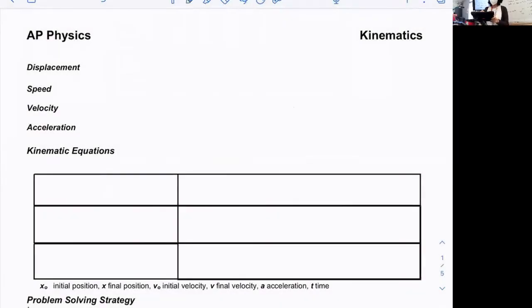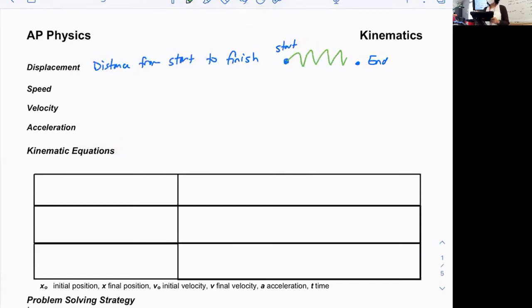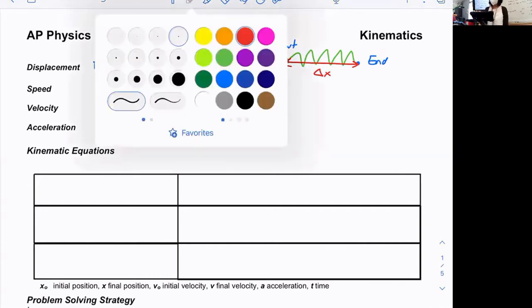So displacement definition, it's the total distance. No, I'm a liar. It is distance from start to finish. It does not matter the path. If you started here and you ended here, and you took this amazing journey of a switchback, the displacement is just there to there. Displacement does not count all your steps. It just is from start to finish, where are you?